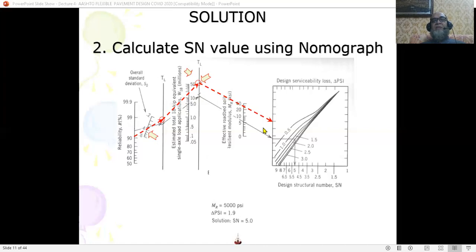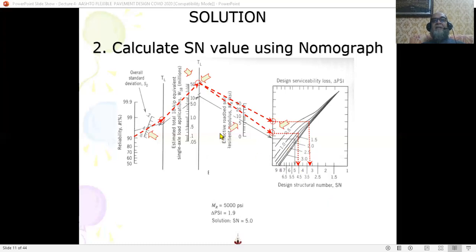To know the structural number of the crushed aggregate base course, we'll join 12,000 with this value, and then we connect from this point. And then we go perpendicular, locate 1.5 here, and then we go straight to know the structural number value.